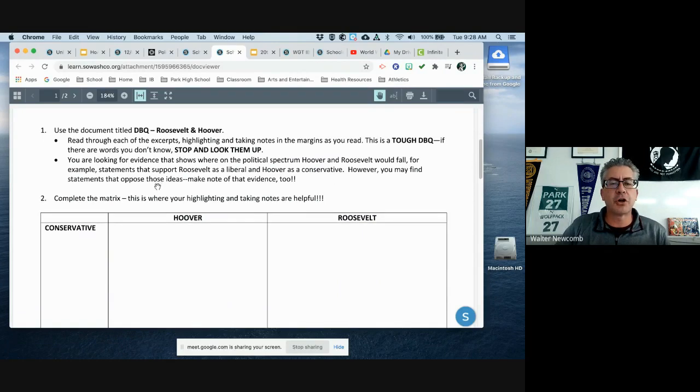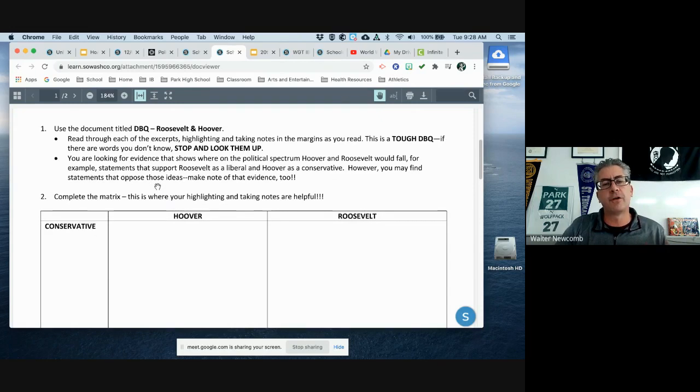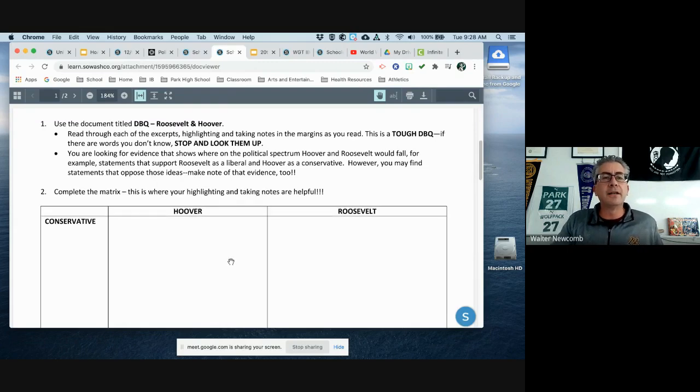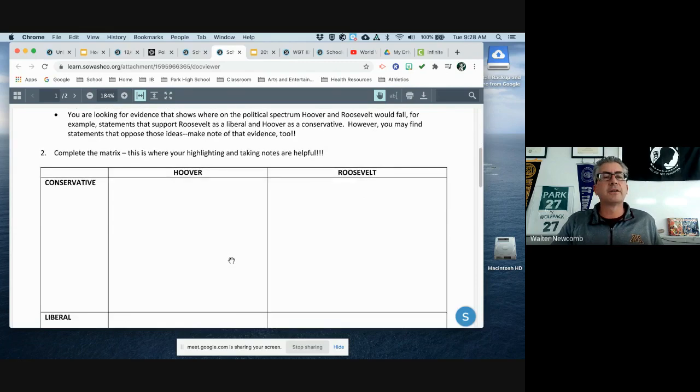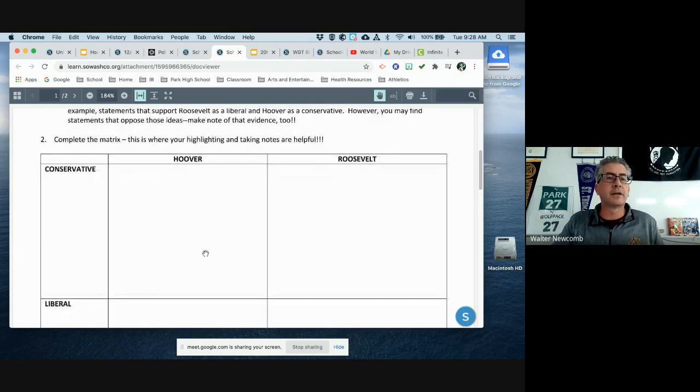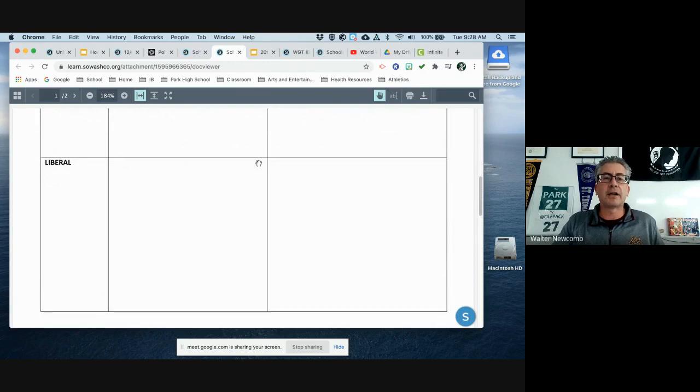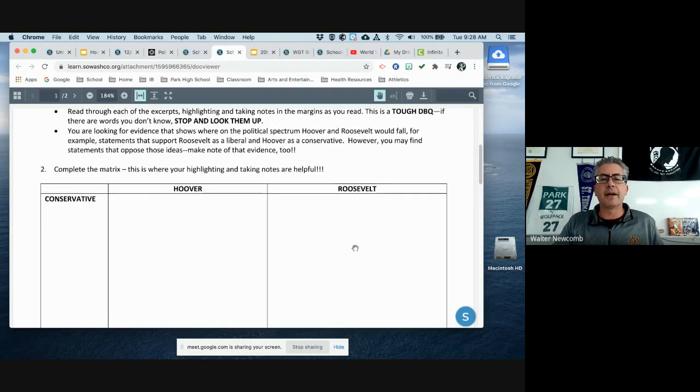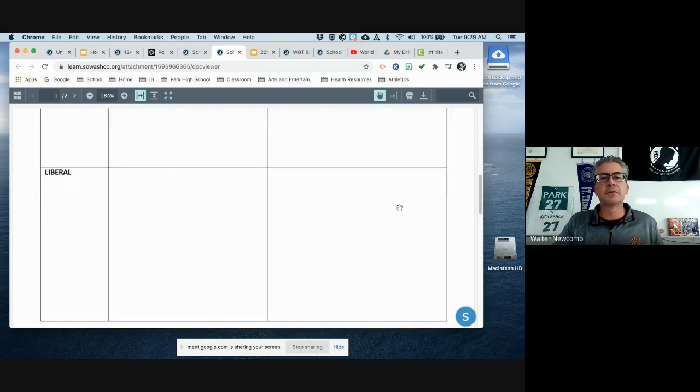You are looking for evidence that shows where on the political spectrum Hoover and Roosevelt would fall. For example, statements that support Roosevelt as a liberal and Hoover as a conservative. However, you may find statements that oppose those ideas and make note of that evidence too. So in the sources, there's a chance that Roosevelt, even though we might think he is a liberal, could indicate he's got some conservative views. So you jot that down. Hoover, we are assuming he is conservative, but there are times he might, in these sources, look like a liberal. And as Roosevelt, we assume he's a liberal, so we jot down some of those things.